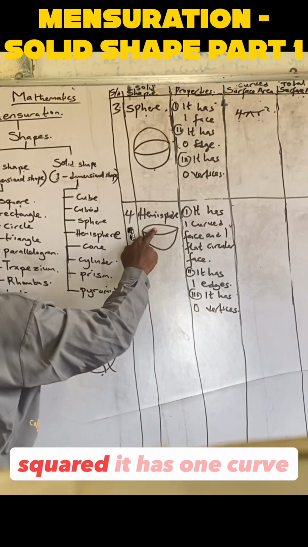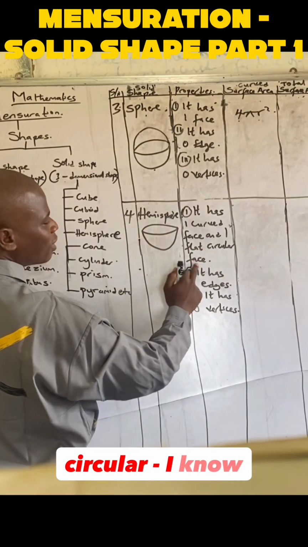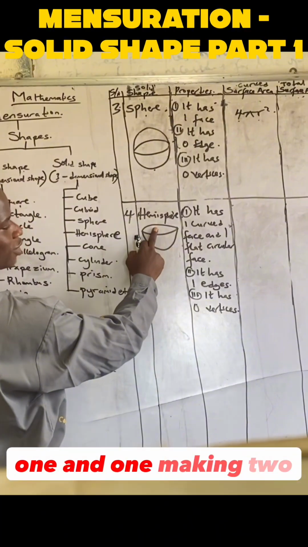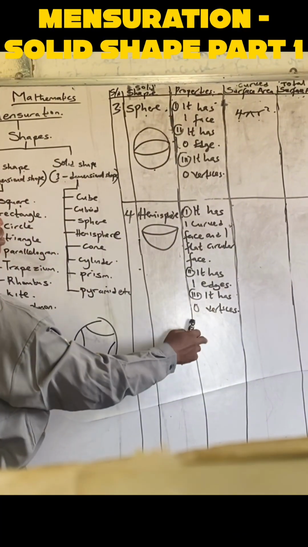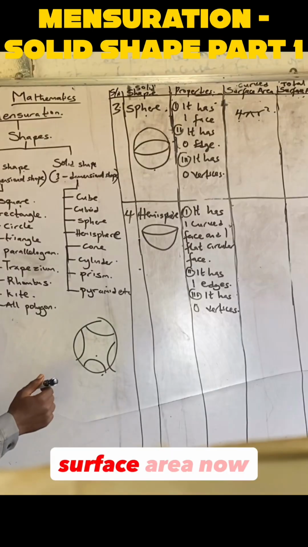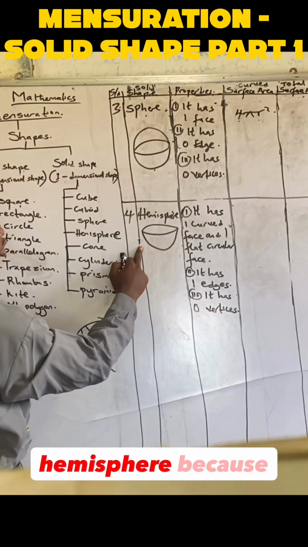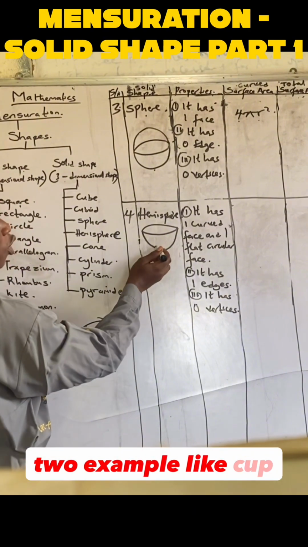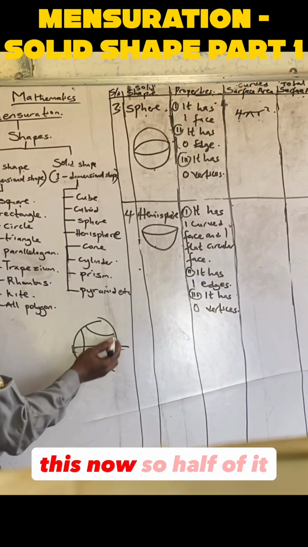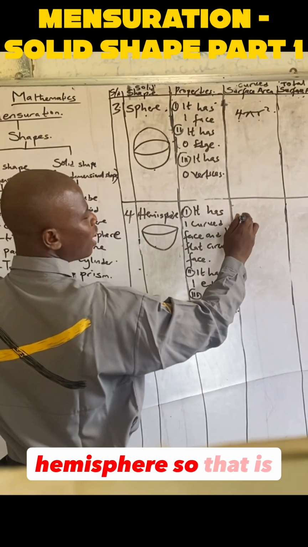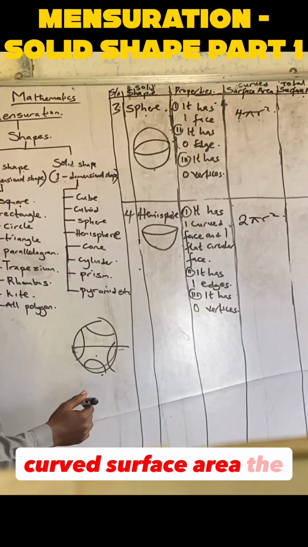Also, let's go to hemisphere. It has 1 curved face and 1 flat circular face, making 2. It has 1 edge and it has 0 vertex. So let's go to the curved surface area now. Half of the sphere is your hemisphere, because when they cut the sphere into 2, example like a cup, half of it is hemisphere. So that is 2 pi r square as the curved surface area.